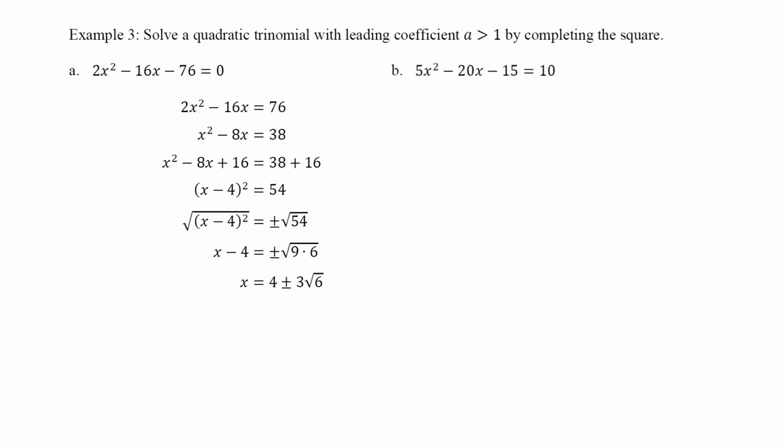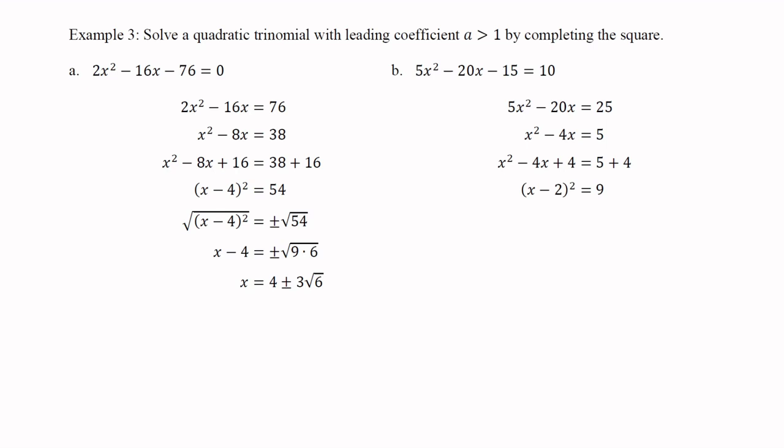For this example, we are first going to add 15 to each side. Then we are going to divide everything by our a term, which is 5. So we are going to divide everything by 5 to get our leading coefficient of 1. Then we're going to complete the square on the left-hand side, which is going to be adding 4 to each side. Then we are going to factor the left side as a perfect square trinomial.